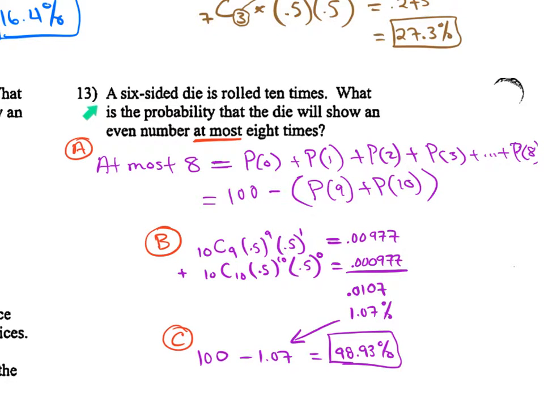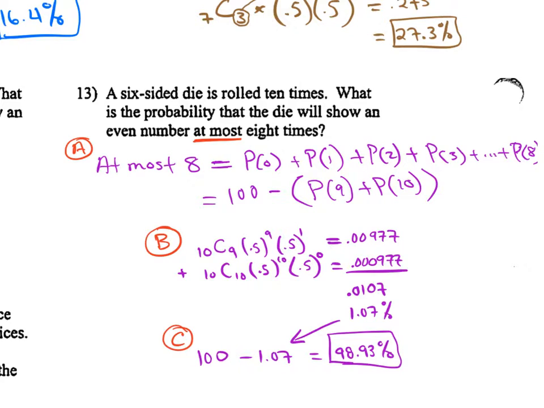All right, number 13 says a 6-sided die is rolled 10 times. What is the probability that the die will show an even number at most 8 times? Now, if it shows an even number at most 8 times, that means that it can show an even number 0 times, or 1 time, or 2 times, or 3 times, or 4, or 5, or 6, or 7, or even up to 8 times.